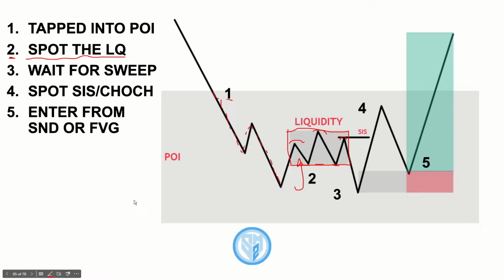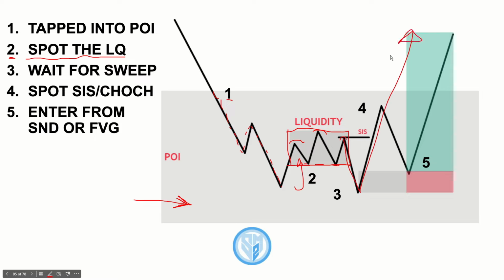Now, because we are in a POI, which is from the bottom side, and price is coming down into it, and we're looking to trade upwards, we would expect in this case for price to sweep towards the downside and then move upwards.